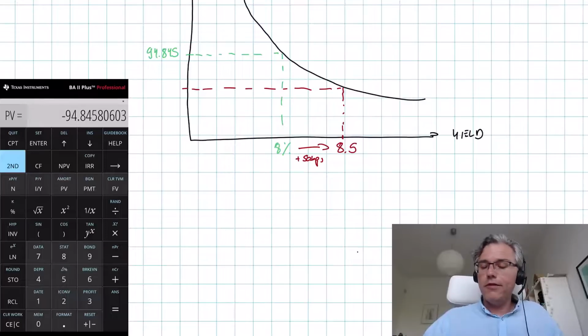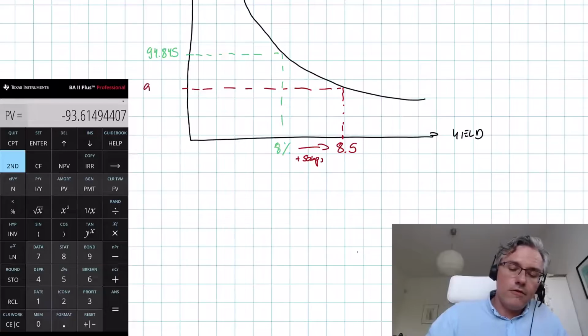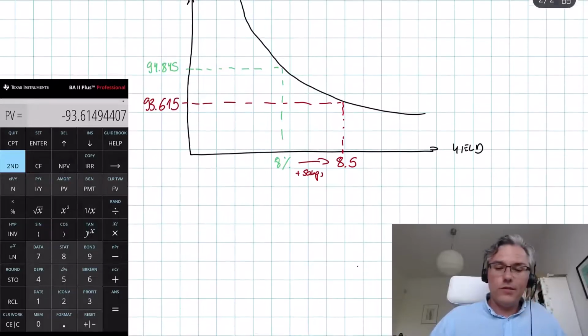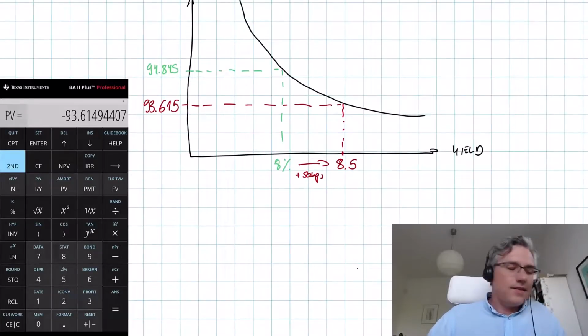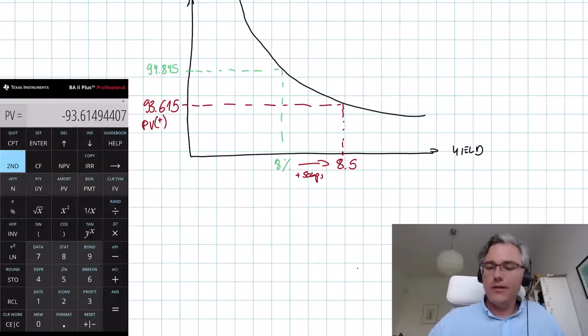The only parameter I need to change is the YTM, or the I over Y parameter, so I'm overriding this, compute PV again, and I see a fresh price of 93.615. It is indeed lower, just a bit, and this is the price for a yield increase. So I'm going to label it as the PV plus because yields went up.